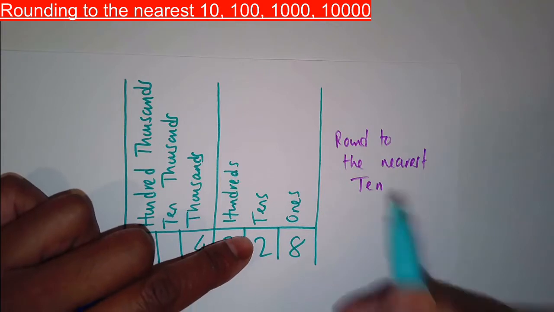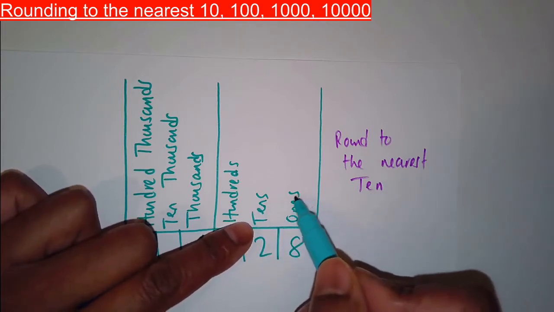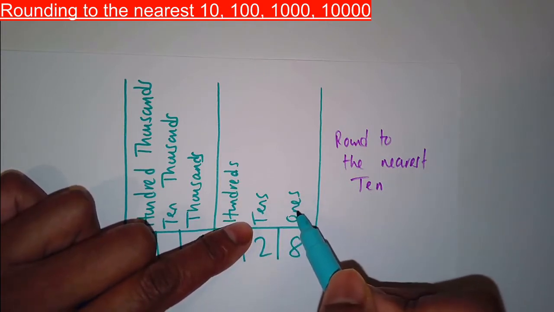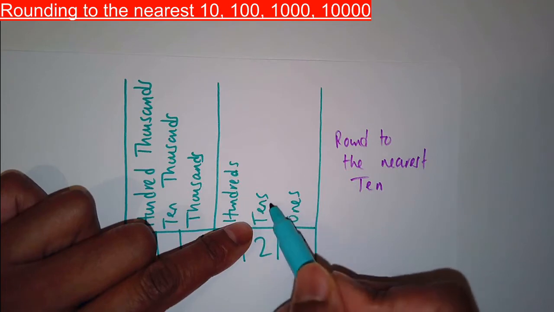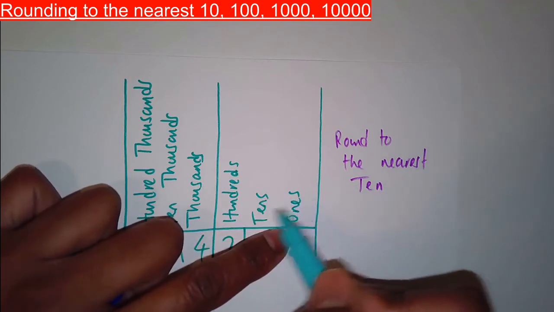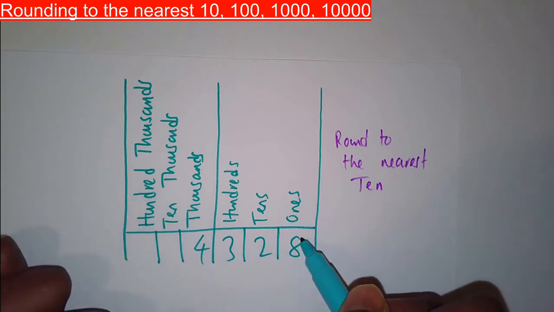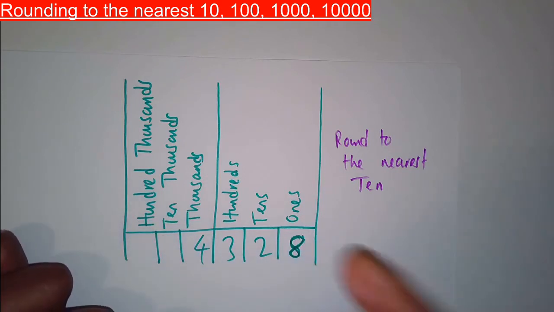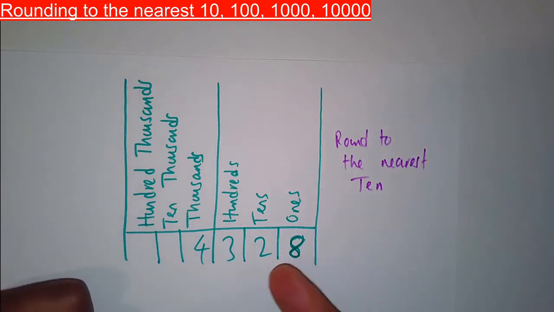When you want to round to the nearest 10, look at the ones column. Okay, we're not looking at the tens column now, we're looking at the ones column right next to it. You ask yourself the question, is that 5 or more? Is that number 5 or more? Of course it is, it's an 8, it's more than 5, it's 5 or more.